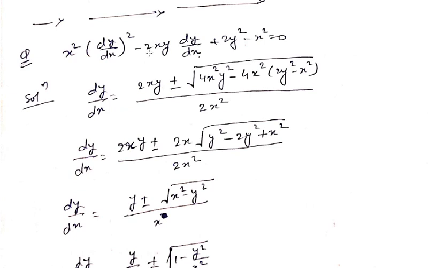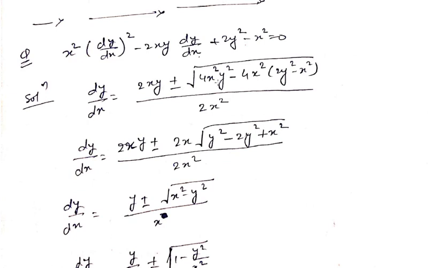So its value is equals to, here b is minus 2xy, a is x square, and c is 2y square minus x square. So dy upon dx is equals to minus b, so minus minus plus, it becomes 2xy plus minus square root of 4x square y square minus 4 a, which is x square, into c. c is 2y square minus x square. So it becomes minus 4x square into 2y square minus x square. Now we will simplify it.